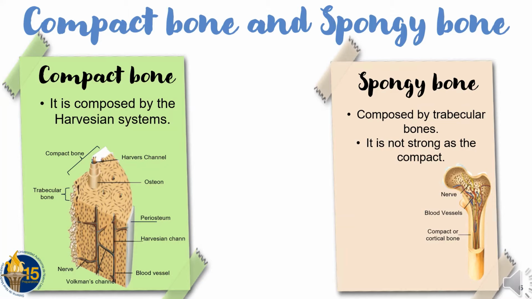Now we have the spongy bone, which is composed of lamellae. That is bone tissue but not in osteon form. A spongy bone consists of trabecular bones. The characteristic of this type of bone is that between the trabeculae are large spaces in which other tissues are lodged, for example, red bone marrow. Spongy bones are not as strong as the compact. The components of the bone are the same. The difference is the way in which osteocytes are organized.